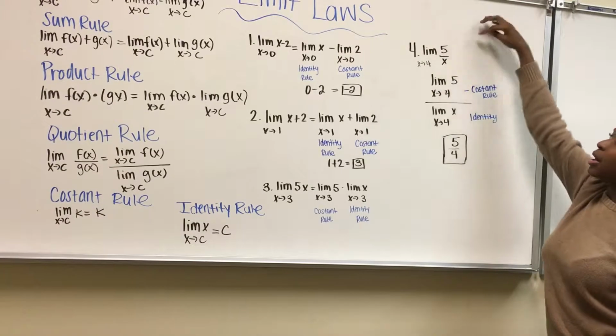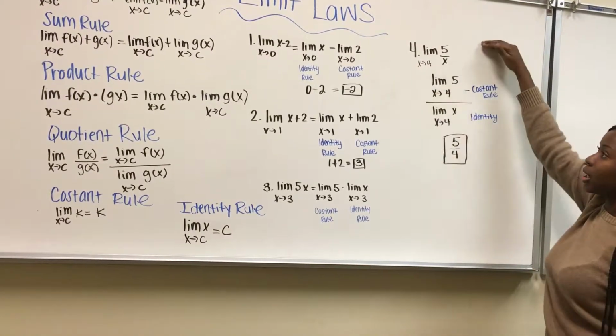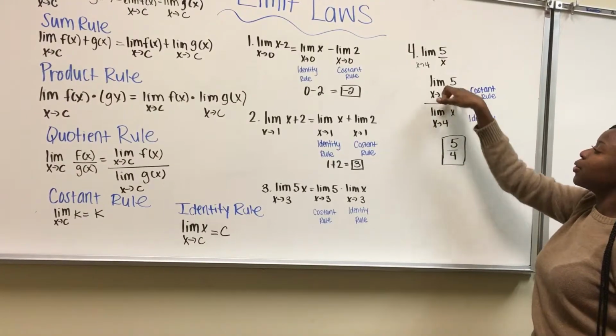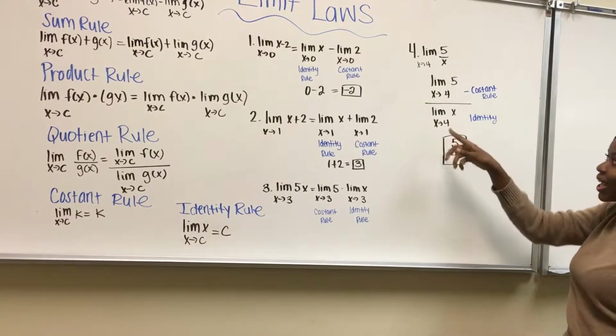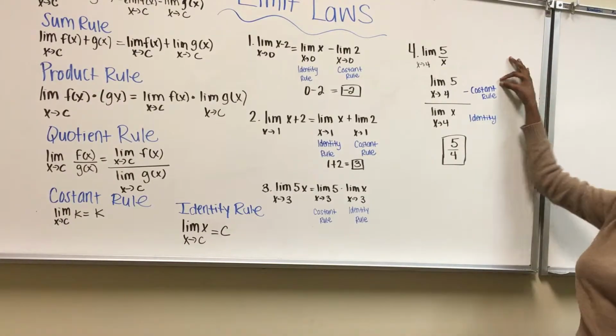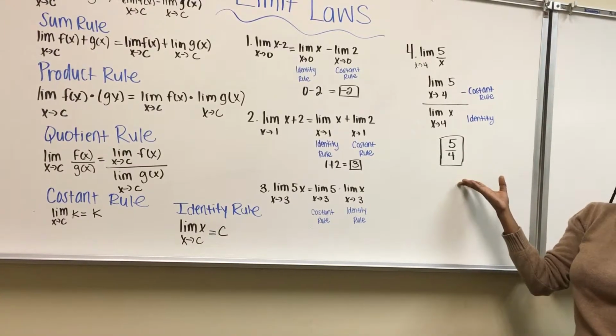So the limit of 5 divided by x as x approaches 4, we can use the quotient rule. So the limit of 5 as x approaches 4 divided by the limit of x as x approaches 4. This is the constant rule and this is the identity rule. And the answer is 5/4.